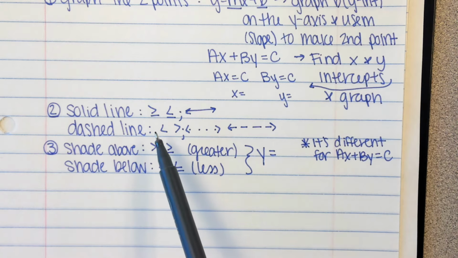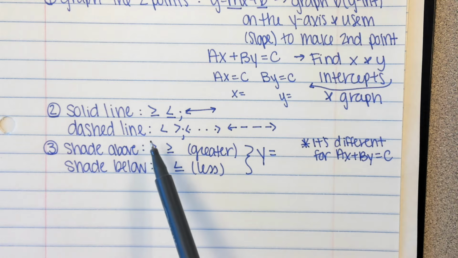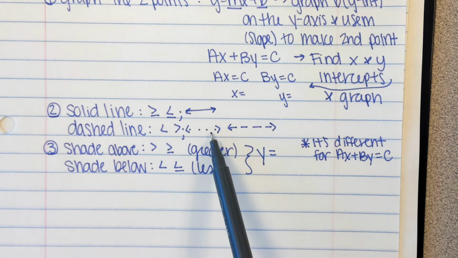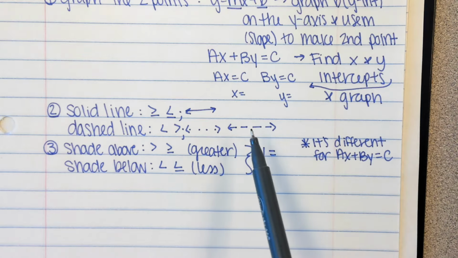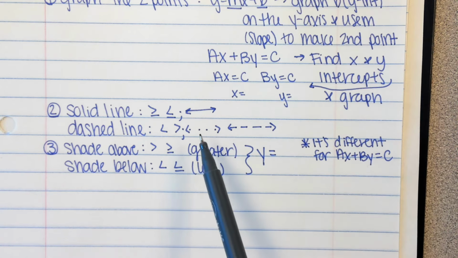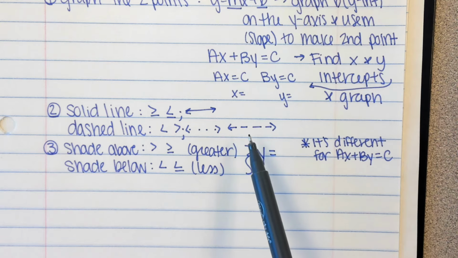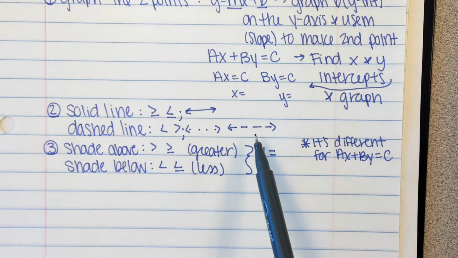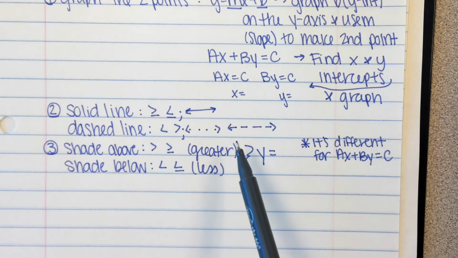For a dashed line, you have less than or greater than, you don't have any equal to's. That means those are open. Those solutions are not included. So you can do a dotted line or a dashed line, whichever one you like better. I usually say the word dotted, but draw a dashed line. And it really doesn't matter what you do as long as you do one of them.